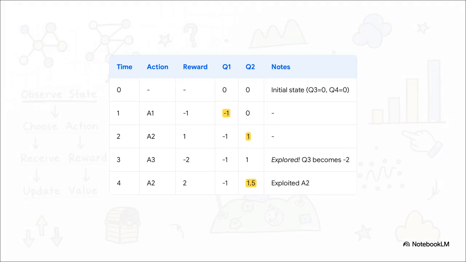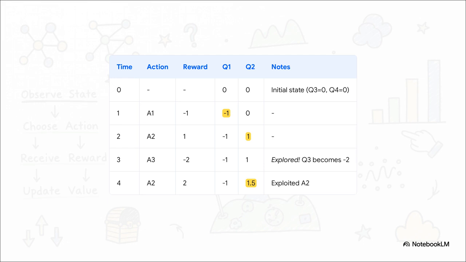Let's really solidify this by walking through the table. At time 0, we know nothing. All our Q values are 0. At time step 1, we try action 1, get a reward of -1, so Q1 is now -1. Simple. Time 2, we try action 2, get a reward of 1. So now Q2 is 1.